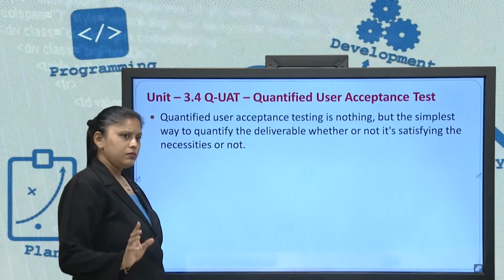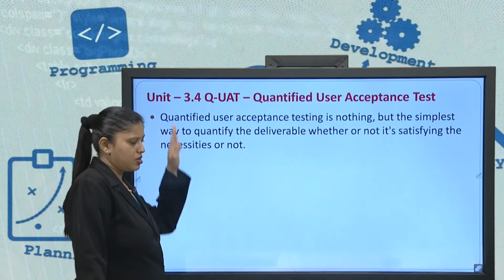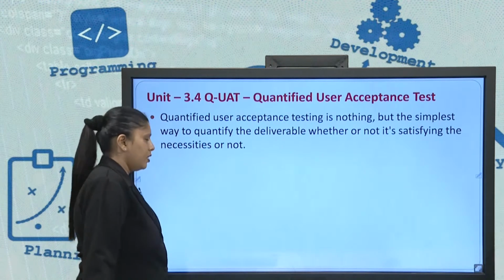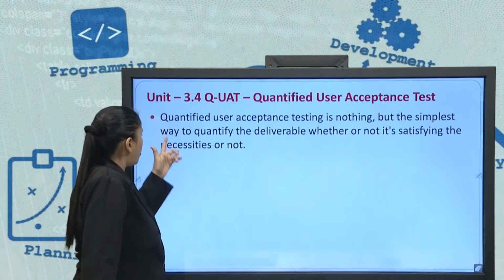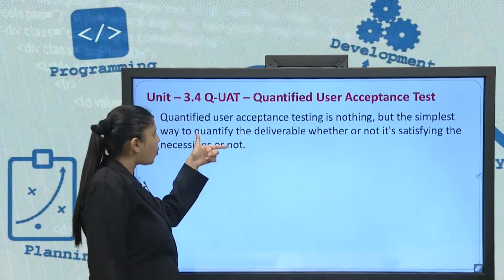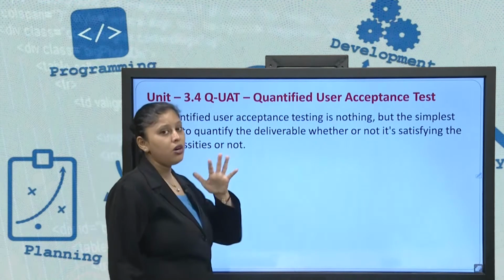Now quantified user acceptance testing, what is it? Just now, before this slide, whatever we talked about was all about UAT. Now what is QUAT? Quantified user acceptance testing is nothing but the simplest way to quantify the deliverable, whether or not it is satisfying the necessities.